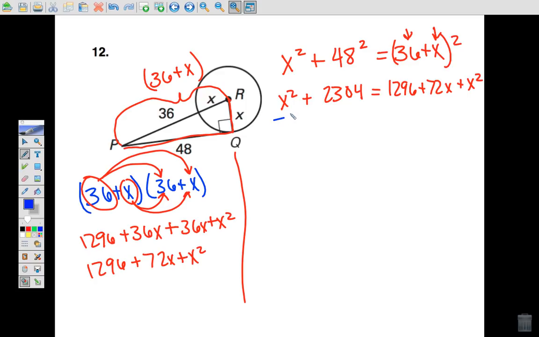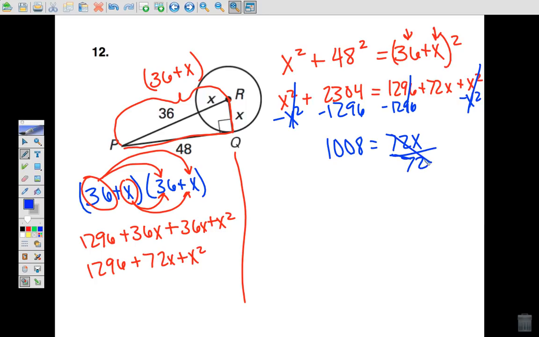So the first thing to do to solve this would be to subtract x squared from both sides. It'll cancel out so nicely. Then I would subtract the 1296. So 2304 minus 1296 is 1008. That equals 72x. Then you'll divide both sides by 72. 1008 divided by 72 is 14. So you get 14 for x.